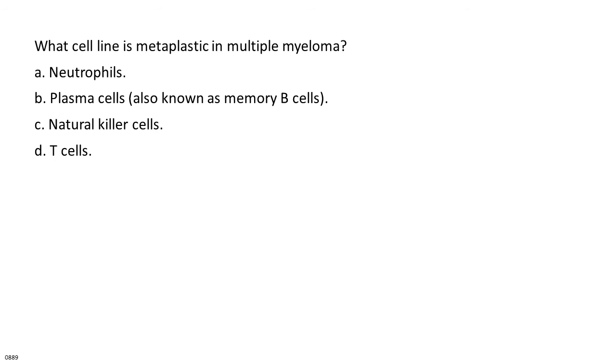What cell line is metaplastic in multiple myeloma? A. Neutrophils. B. Plasma cells, also known as memory B cells. C. Natural killer cells. D. T cells.